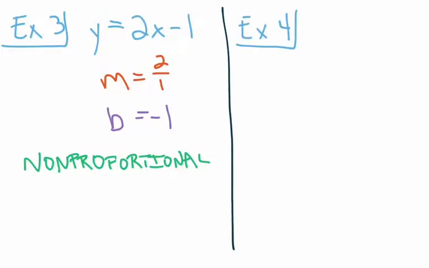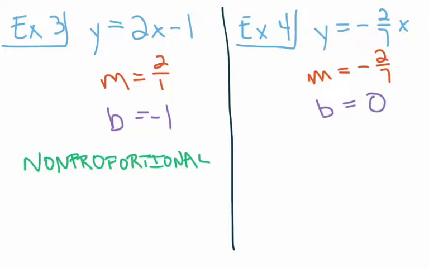Now for our next example, example 4, we have an equation y is equal to negative 2/7x. And when we look at this equation, we see our value for m is negative 2 over 7. But then when we look for our y-intercept, there isn't a value given. Okay? There is no number that we're adding or subtracting at the end of the equation. So therefore, our value for our y-intercept is actually going to be 0.